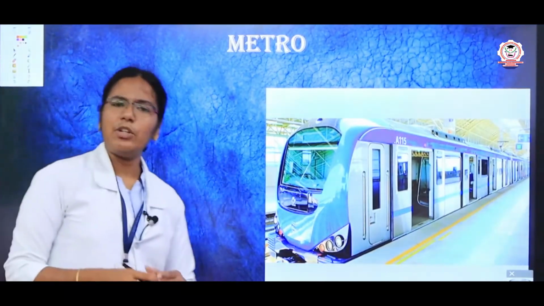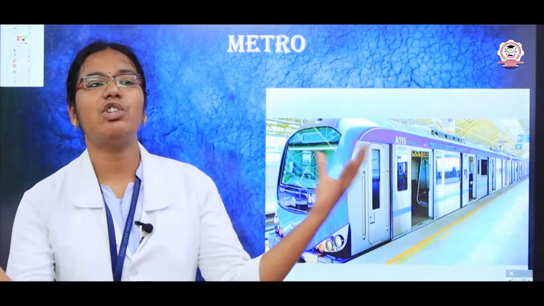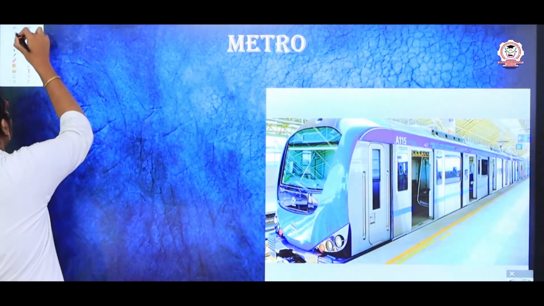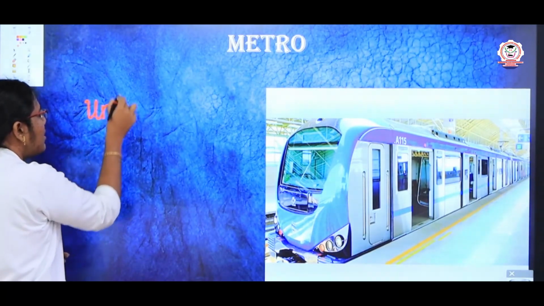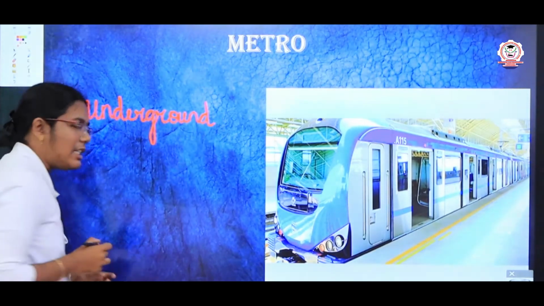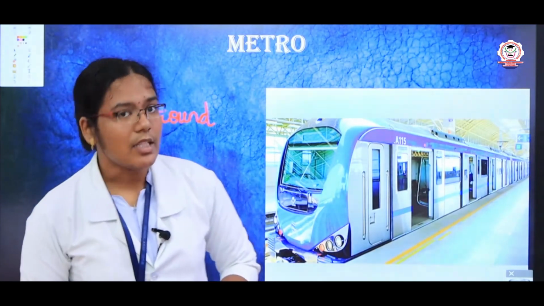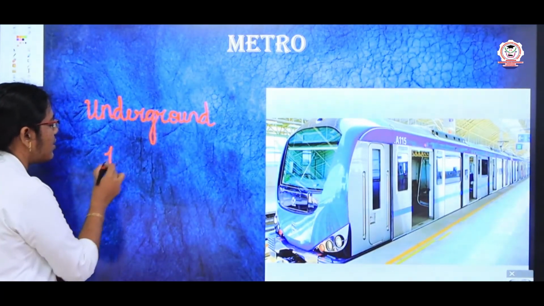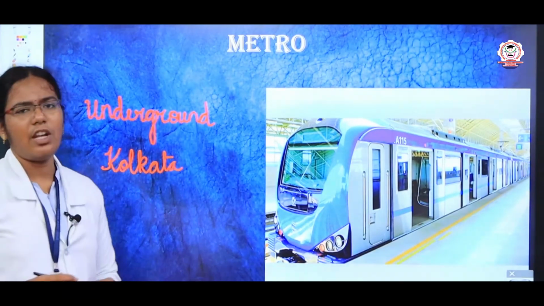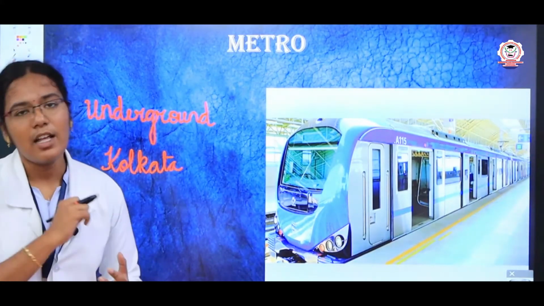The next topic is the metro. So what is a metro? A metro is an underground or elevated train which runs within a city. Do you know where the first metro train was introduced? In which city was it introduced? That is Kolkata. The metro train was first introduced in the city of Kolkata. Later they introduced it in Delhi, Chennai, Mumbai, etc.